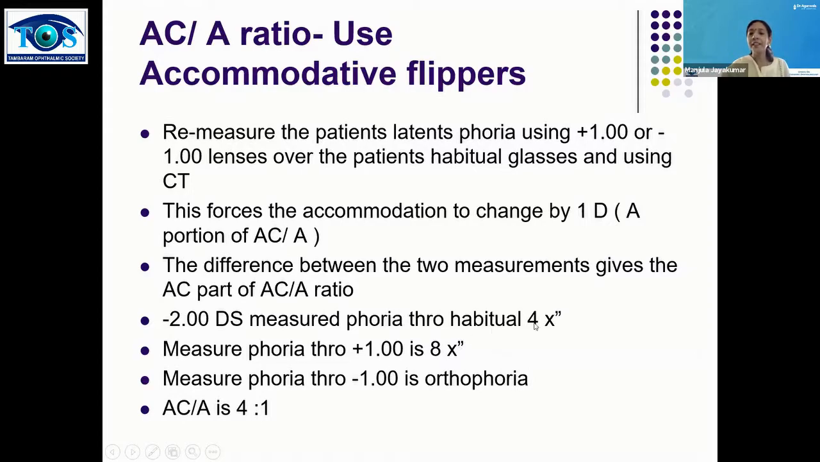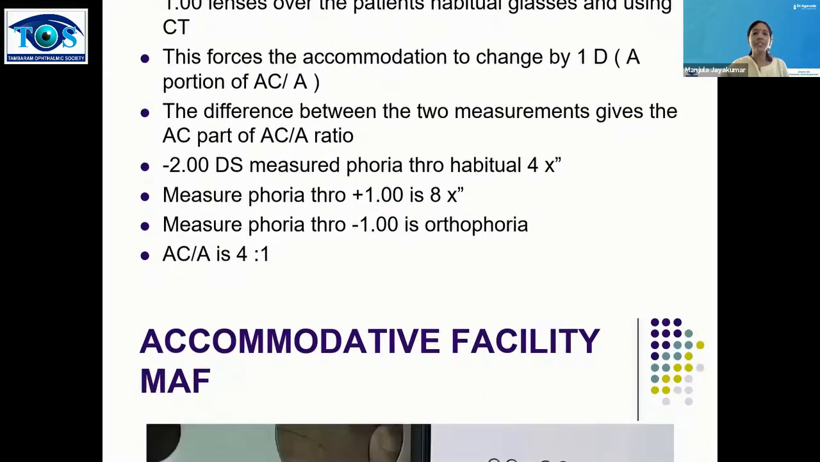What is happening? The 4 exophoria is changing by 4 prisms when you're relaxing accommodation, and it is changing again by 4 when you're exerting accommodation. So now your AC/A ratio is 4:1. So it's so simple. Don't go for any of the big tests which your textbooks give. Use your accommodative flipper of +1, -1. You ask the patient to use glasses, give a target, and you measure your AC/A ratio. As simple as that. Let's go to the next.